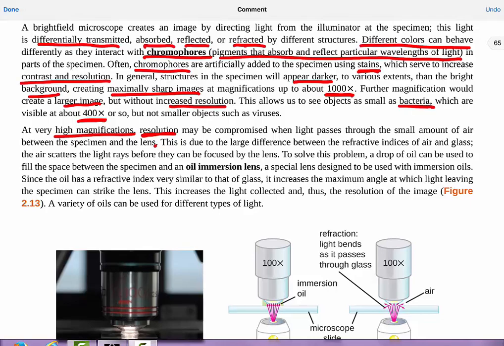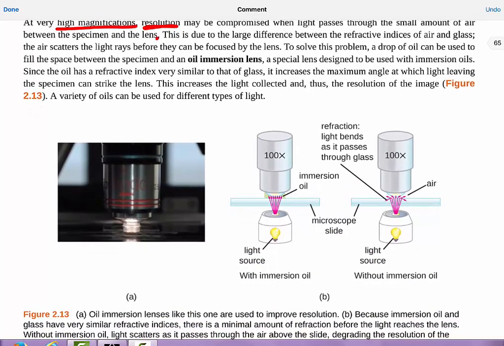Let me scroll down, you can see this here. So we're talking about this tiny space in here between the slide, which is here, and then the lens, which is right up here. And this is due to the large difference between the refractive indices, remember, the refractive index of air and glass.